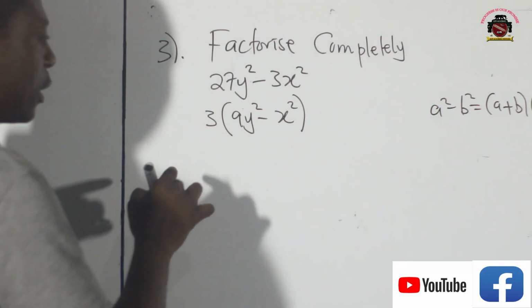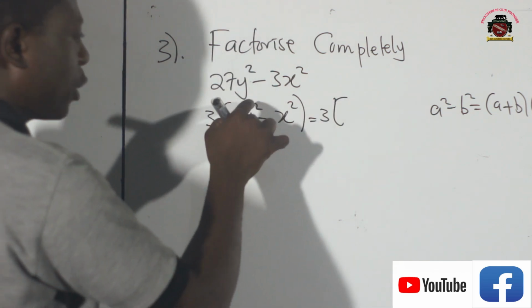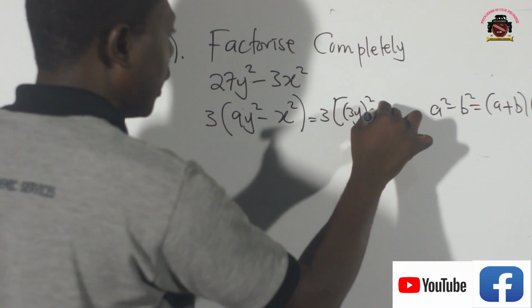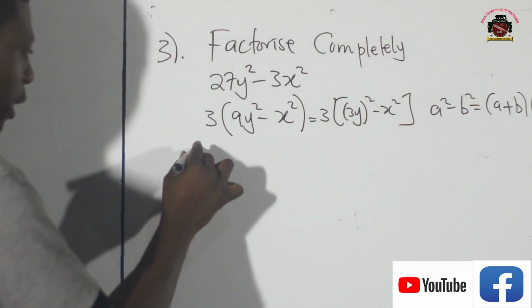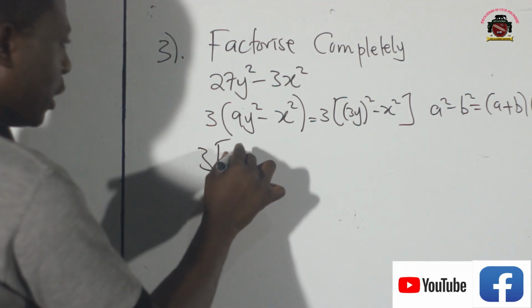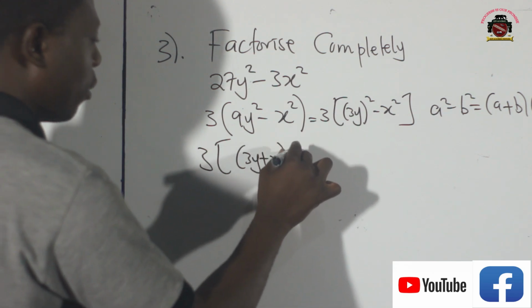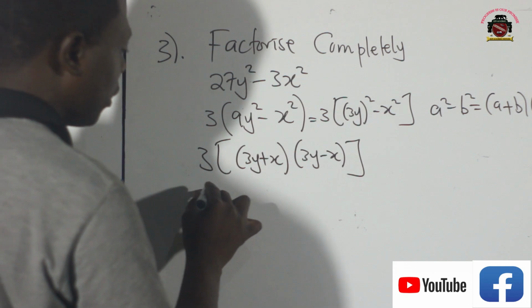Okay, difference of two squares. So here it's the same as saying 3, and then this 9y squared is the same as saying 3y squared minus x squared. Then here we say 3, open brackets. Here we have 3y plus x, close there, and then we have 3y minus x, close there, and then we close this one.